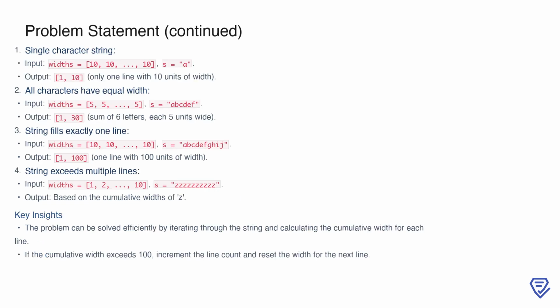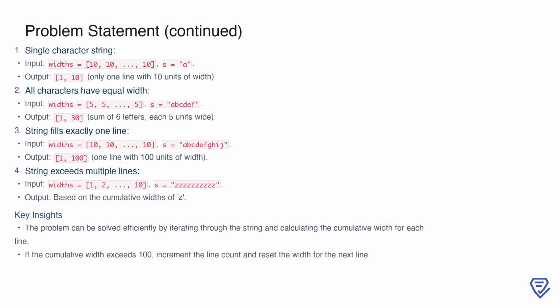Finally, let's explore some edge cases. For instance, if the string consists of just one character, like A, and the width of A is 10, the output will be 1, 10, as it fits entirely on one line. Another case is when all letters have equal widths, such as 5 units each, and the string is A, B, C, D, E, F. Here, the total width of the string is 30 units, which also fits on a single line, so the output is 1, 30.